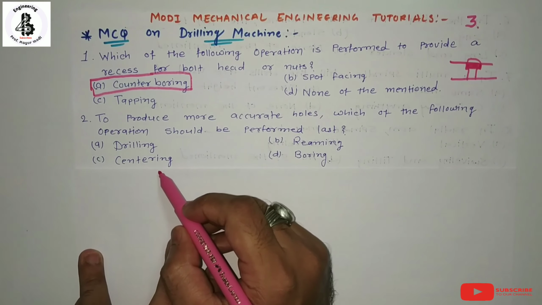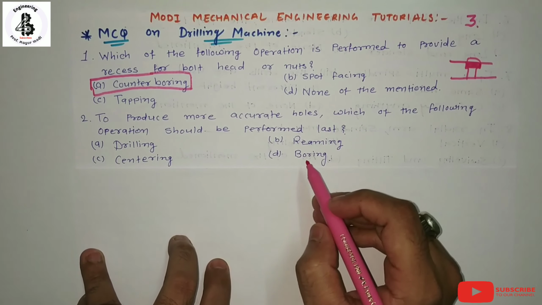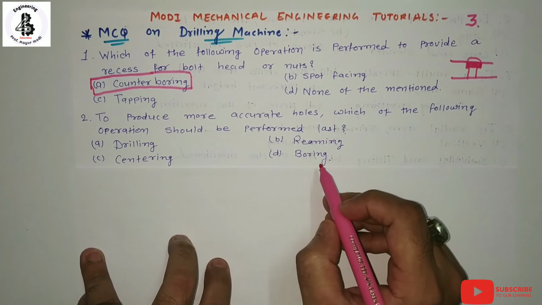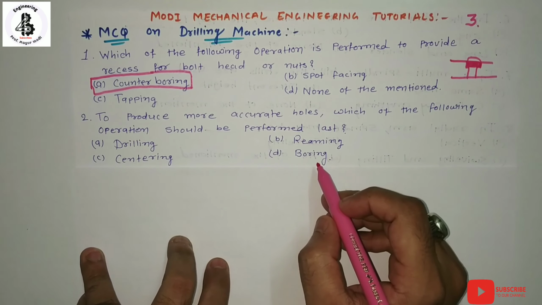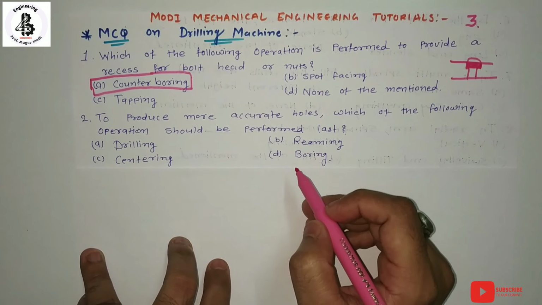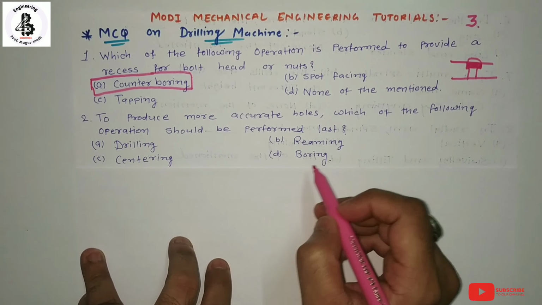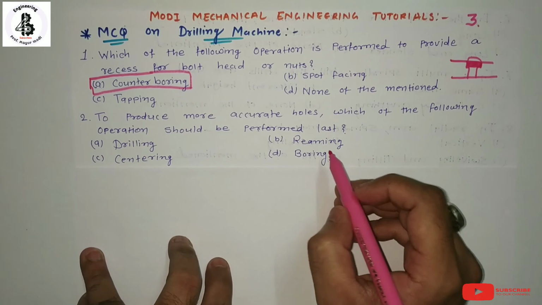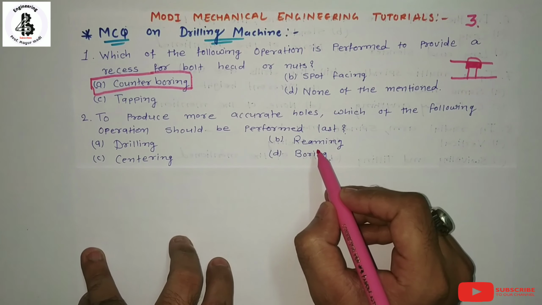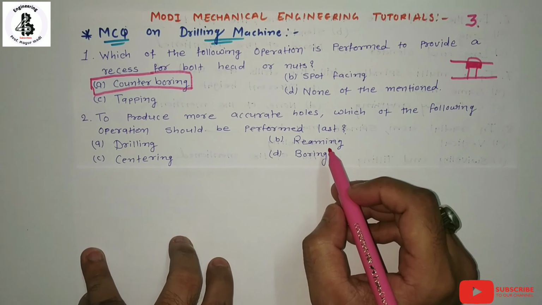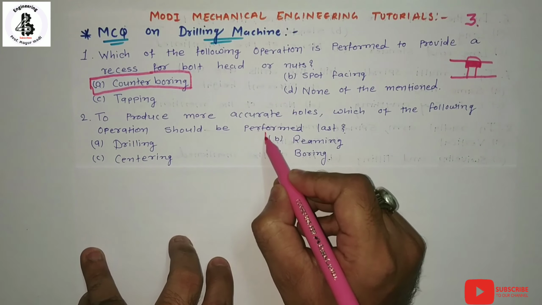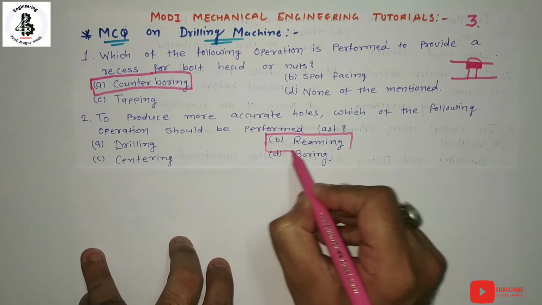Option C, centering, is done at the initial stage. And D, boring, is generally used for enlarging an existing hole. So among the four options, drilling, reaming, centering and boring, reaming is used to produce more accurate holes. So the right answer is B, reaming.